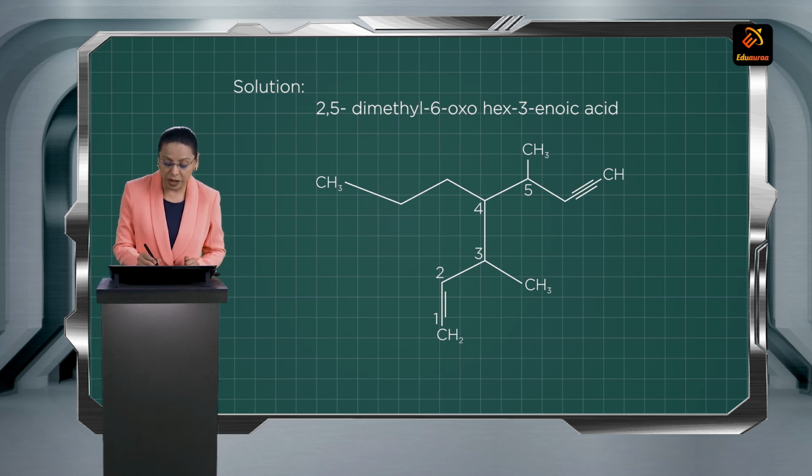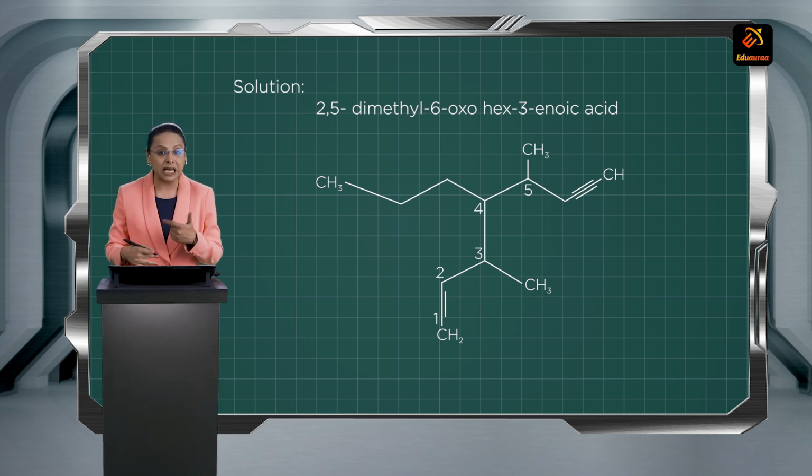So 1, 2, 3, 4, 5, 6, 7. This also 7. 1, 2, 3, 4. This definitely it is 4. Ruled out. 1, 2, 3, 4, 5, 6. Here I'm getting 6 carbon chain. So I will not take this also.